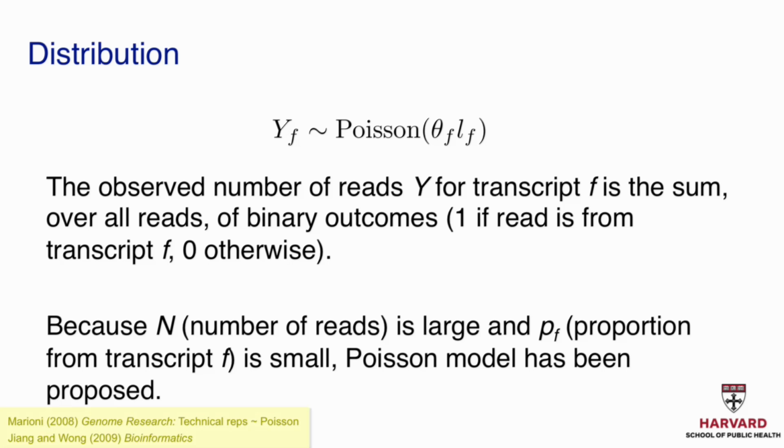These are two examples of papers where the Poisson model is described for RNA-seq data. In the next module, we're going to show how using this model, we estimate, using maximum likelihood estimate, the transcript levels for each transcript within a gene.